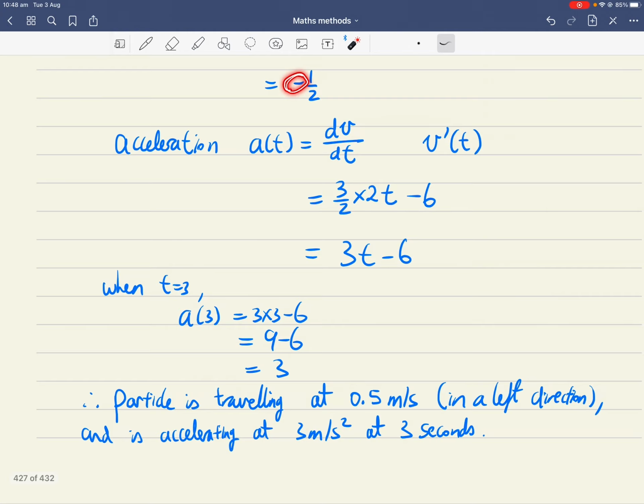So in this case, negative velocity means we're moving in a left direction, because velocity is speed, which is 0.5 meters per second, with a direction, left, which we took as negative. And the fact that our acceleration is 3 means we're accelerating, we're increasing in speed. In contrast, if we had a negative 3, we would be decelerating at 3 meters per second squared. So we need to make sure we interpret the signage of our values.